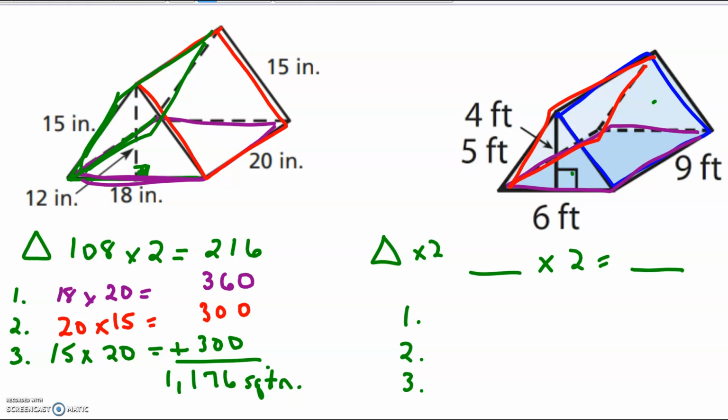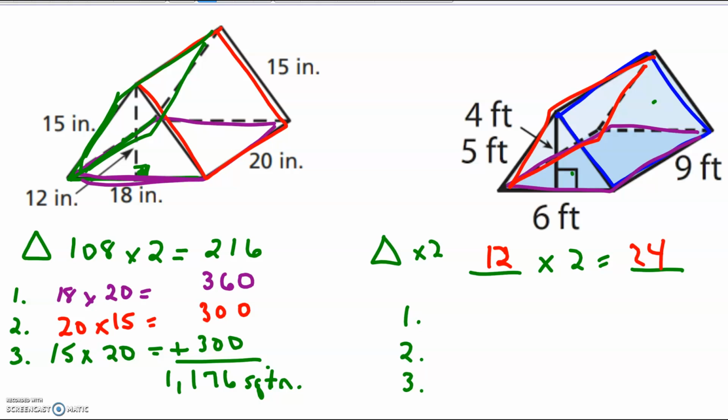All right, let's see how you did. All right, base times height. I'm not sure if you saw this, but I figured out the area of the triangle. 6 times 4 is 24. And then you divide it by 2, you get 12. You've got 2 triangles that are 12. So 12 times 2 is 24.